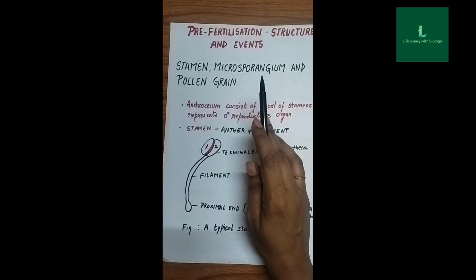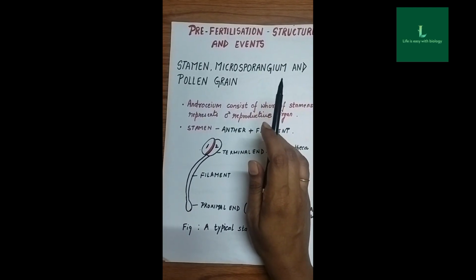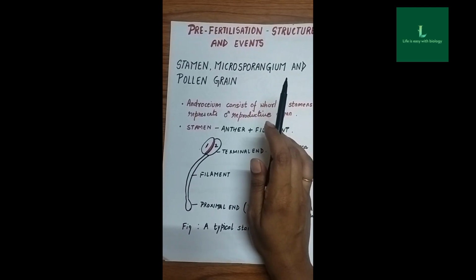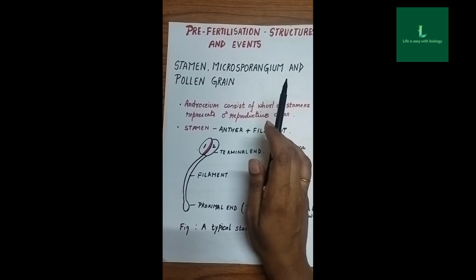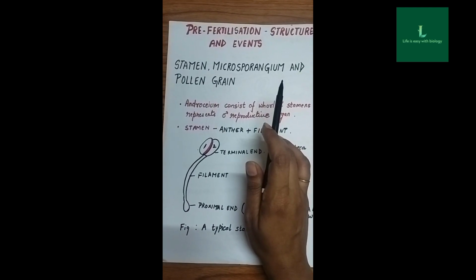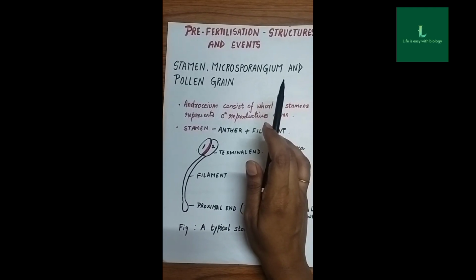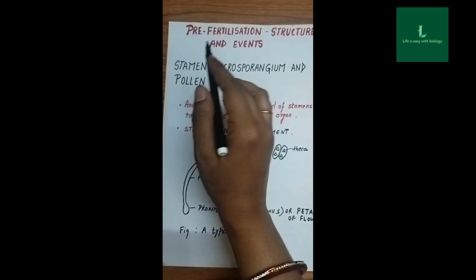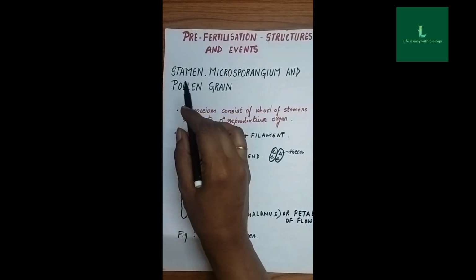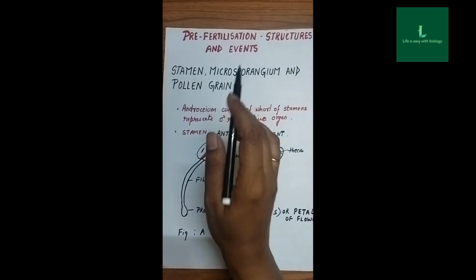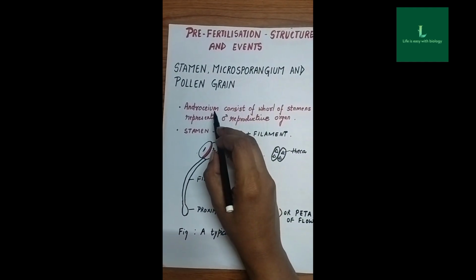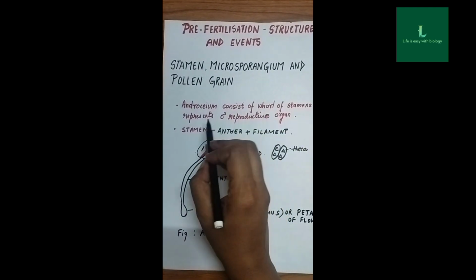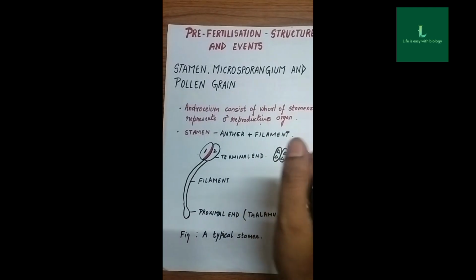right? So in case of flowering plants, that is angiosperms, the male gametophyte is the pollen grains, which carries the male gamete within it, and the female gamete is formed by the ovule. Fine. So here the pre-fertilization event: the stamen, microsporangium and the pollen grain. See here, the androecium, which is the male reproductive part of the plant, consists of a whorl of stamens which represents the male reproductive organ. Fine.